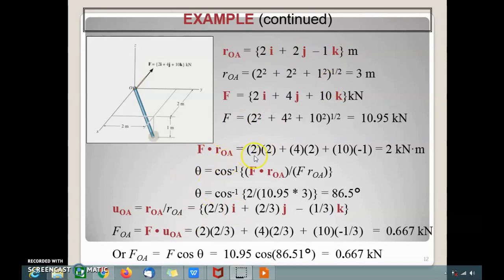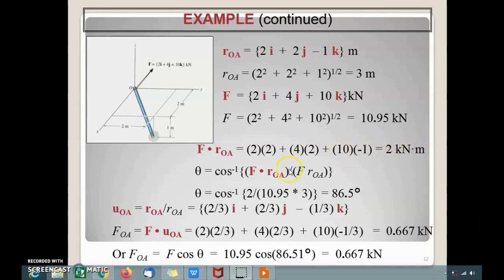The dot product operation, if you still remember, is i multiplied with i, j multiplied with j, and k multiplied with k. So this becomes 2 multiplied with 2, 4 multiplied with 2, and 10 multiplied with -1. Keep in mind that the dot product operation will produce a scalar or a magnitude, not a vector. Remember that. The answer is 2 kilonewton meter.